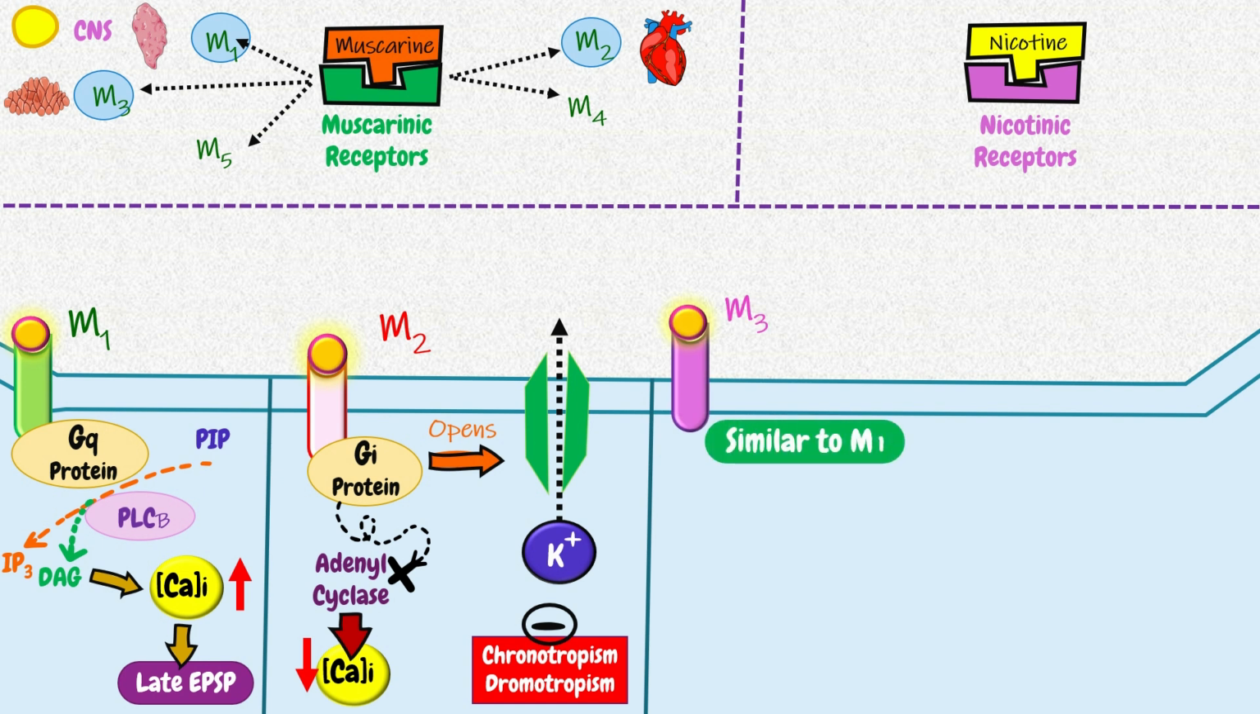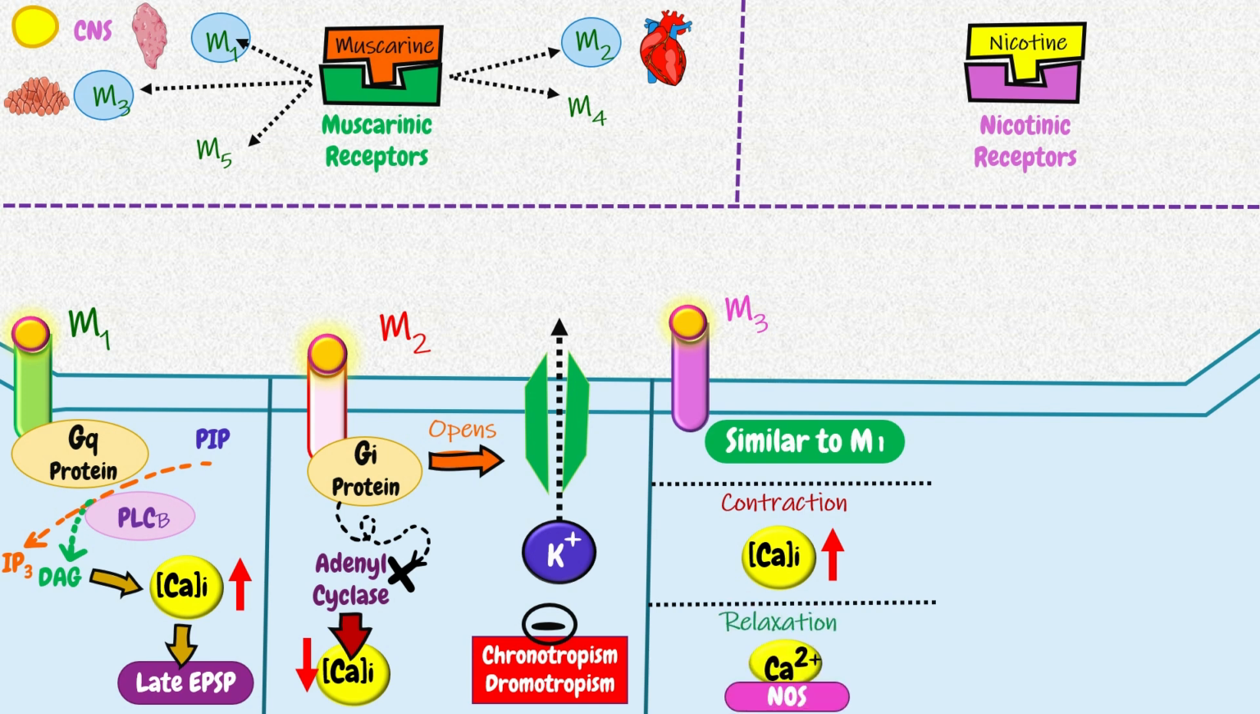M3 are similar to M1 cholinoceptors. M3 cholinoceptors trigger contractions by stimulating calcium influx. However, they can also induce relaxation by activating calcium-dependent nitric oxide synthase, for example, in endothelial cells.